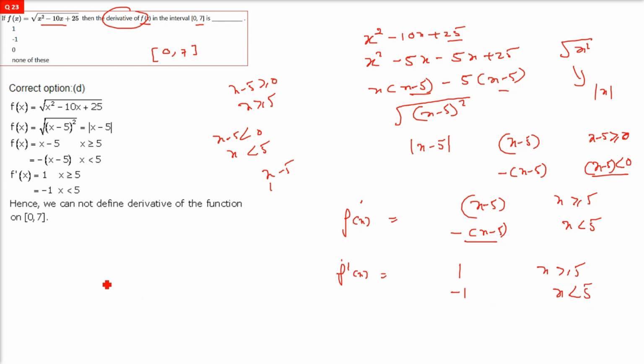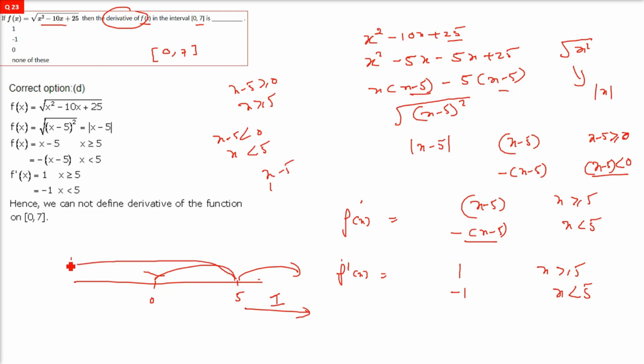See, now in order to understand, it is better to understand on a number line. So we have, this is 5. So if you are above 5, you will get 1. If you are below 5, you are going to get minus 1. It goes up to negative infinity.